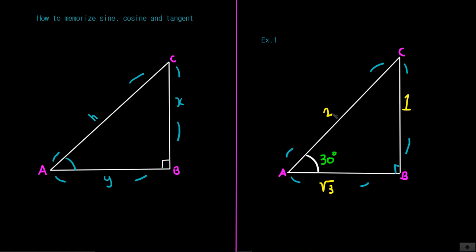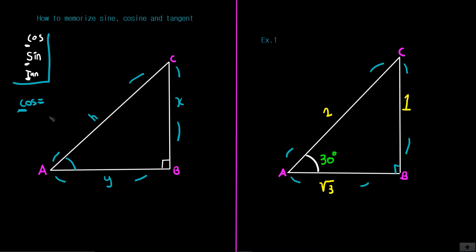So which means for cosine, I use C for it. For sine, I use S for it. And for tangent, I use T for it. Let's think about cosine at first. So we use C for it.